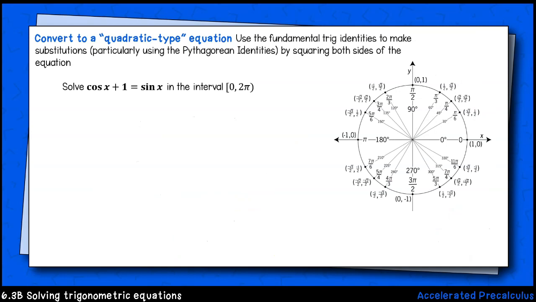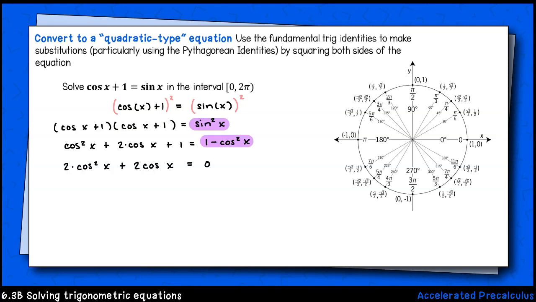This time, we have cosine of x plus 1 equals sine of x. We have 2 things to manage here. First, there are 2 different trig functions in the equation. Second, we'll need to collect terms containing variables on one side of the equation to solve algebraically. We'll start by squaring both sides of the equation. This generates a sine squared x on the right, which can be replaced with a 1 minus cosine squared x using the Pythagorean identity. We'll collect all of our terms on the left-hand side, setting our equation equal to 0.